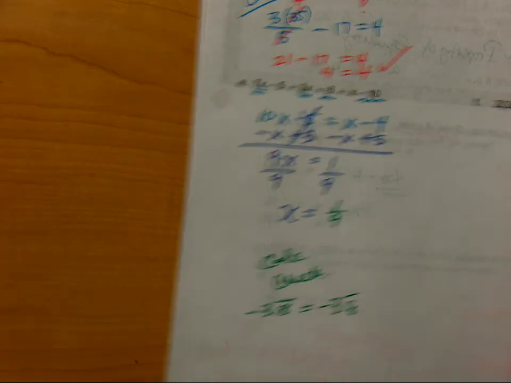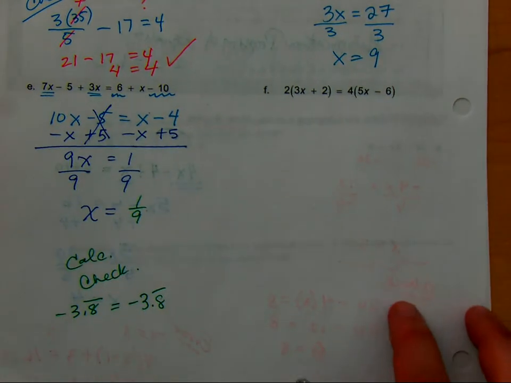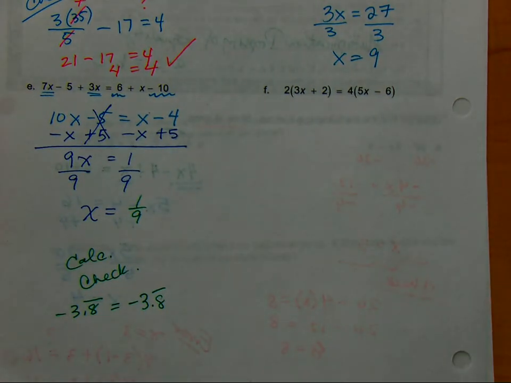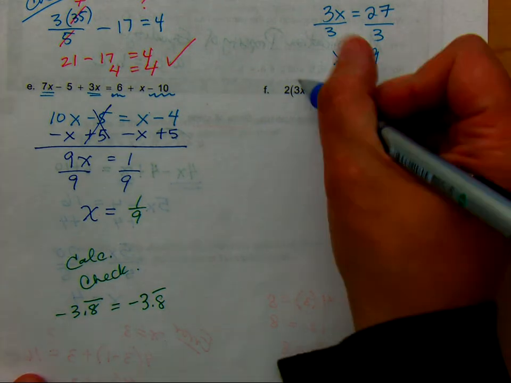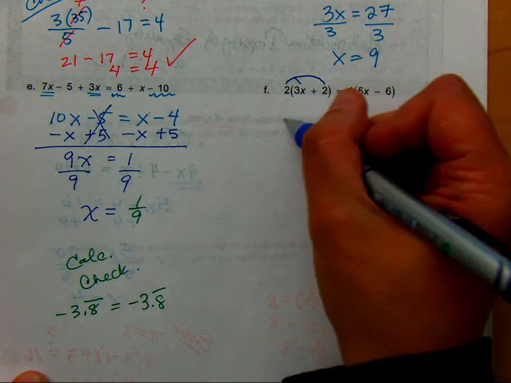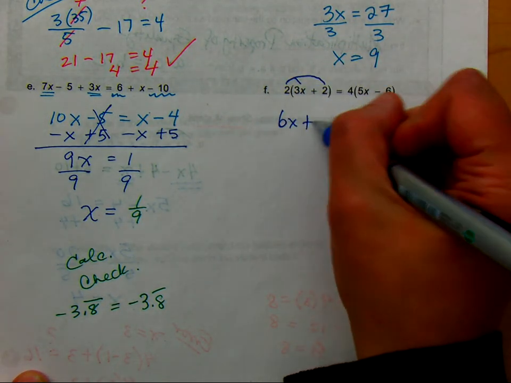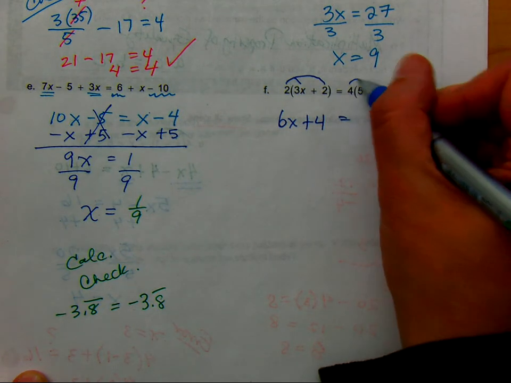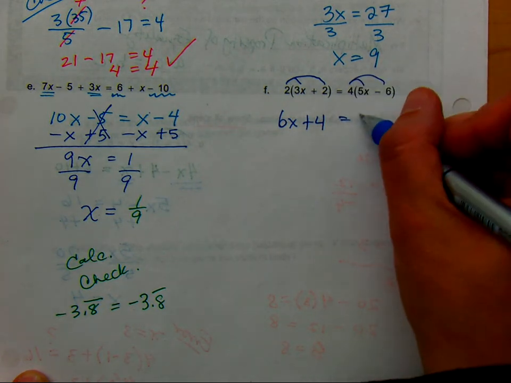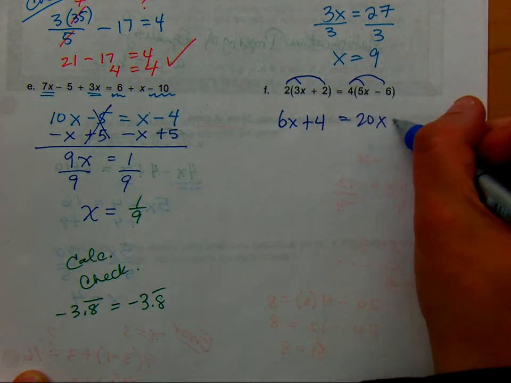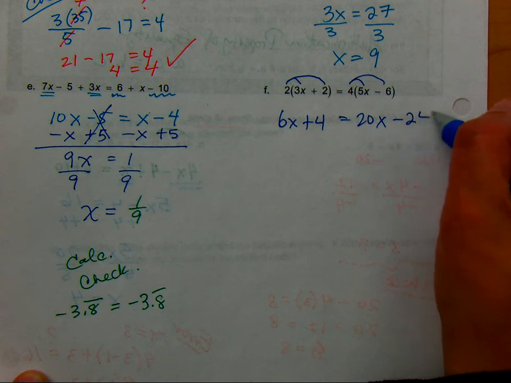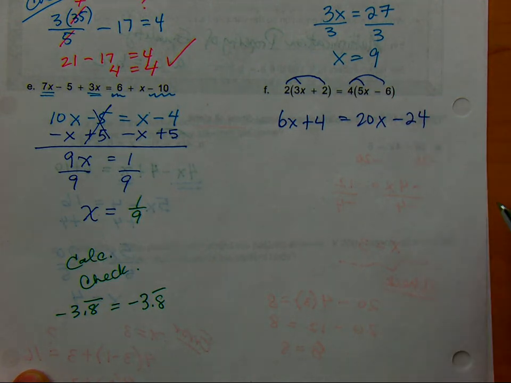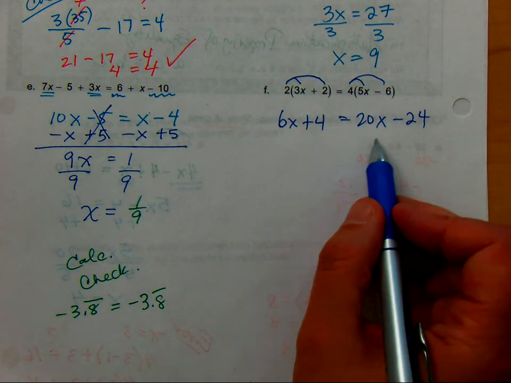Okay, let's go back to F now. And how would you like to solve F? What would you need to do first? I love it. Distribute 6x plus 4 equals, here you're going to distribute, what do you get? 20x minus 24, right? See, that was the same mistake I made on that problem that I had to do over and over and over again. Okay, and then what do you want to do next?